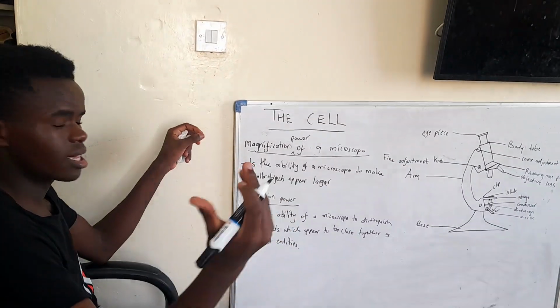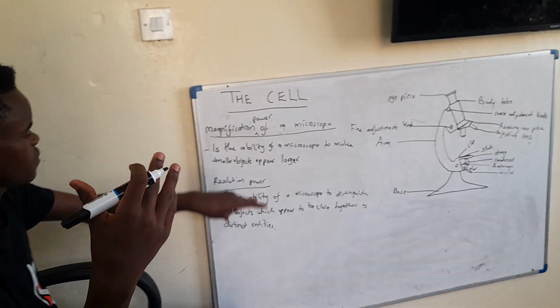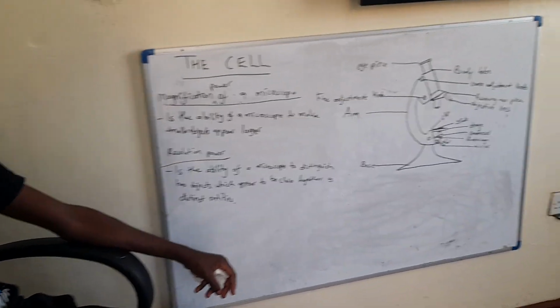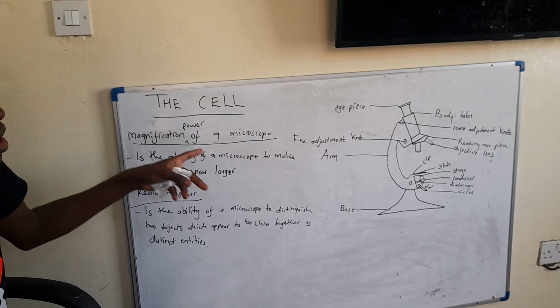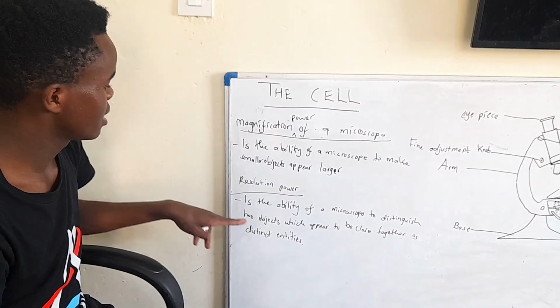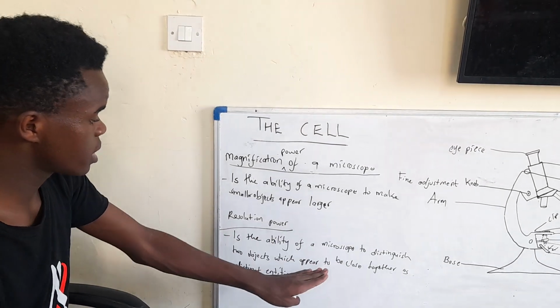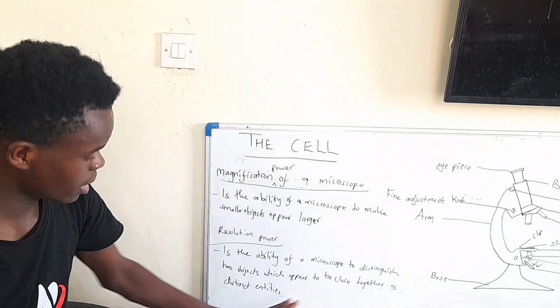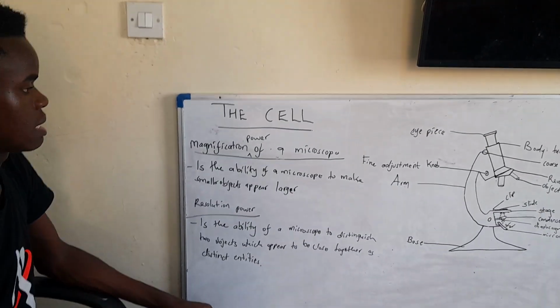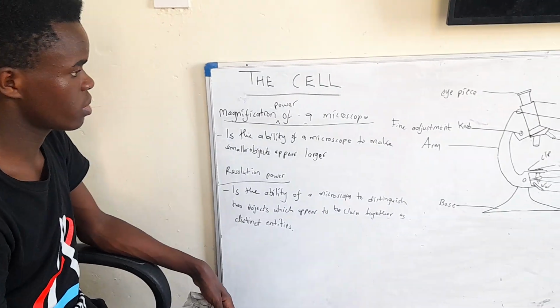Remember to put words like "while" in between the definitions for magnification and resolution. You can say the magnification power of a microscope is the ability of a microscope to make small objects appear larger, while the resolution power is the ability of a microscope to distinguish 2 objects which appear to be close together as distinct entities. So that's about magnification and resolution power.